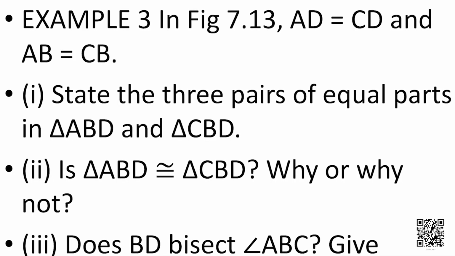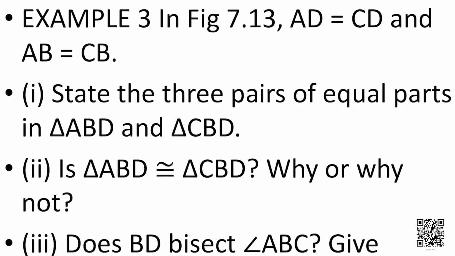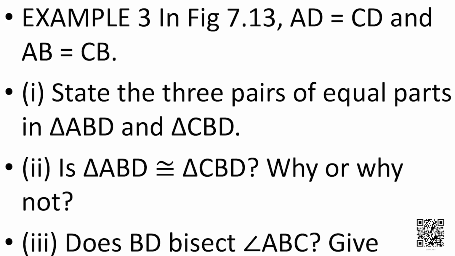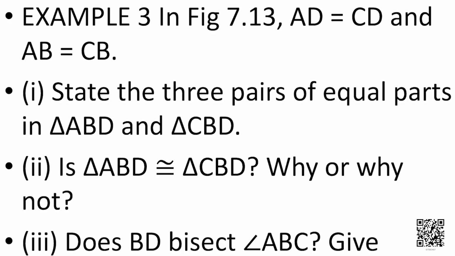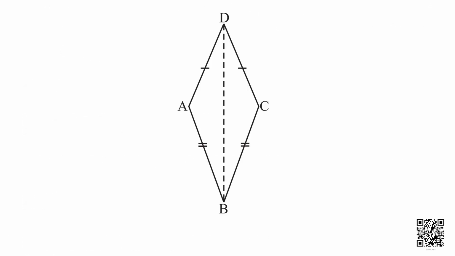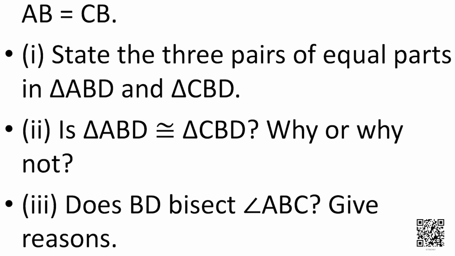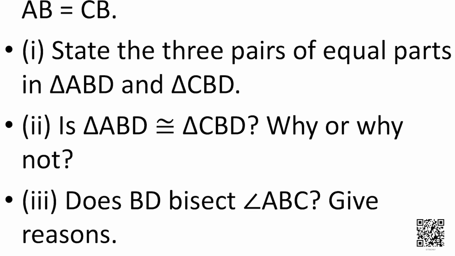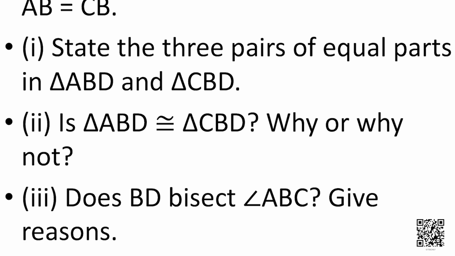With this students, we are on to example number 3. In this question, we know that AD is equal to CD and AB is equal to CB. For the first part, we have to state the three pairs of equal parts in triangle ABD and triangle CBD. Second, is triangle ABD congruent to triangle CBD? Why or why not? And the third question is, does BD bisect angle ABC? We have to give reasons. So students, this is very easy and we can solve this question with the help of the SSS congruence condition.